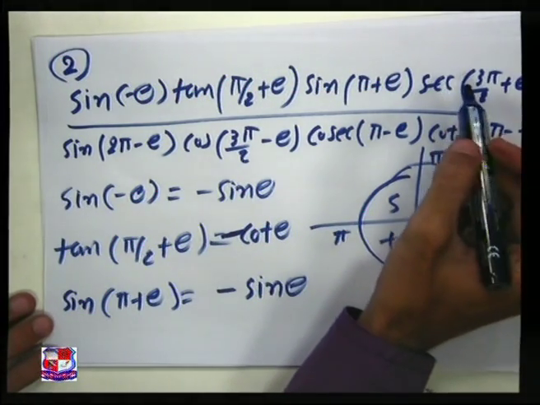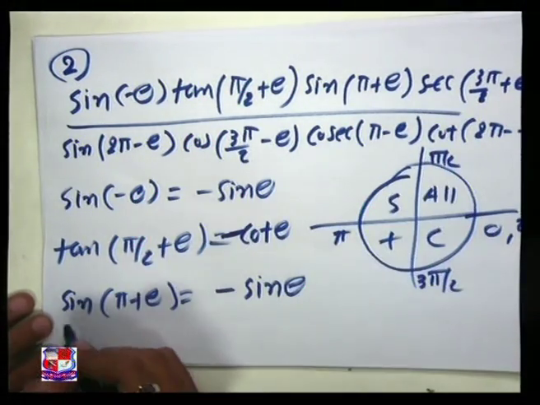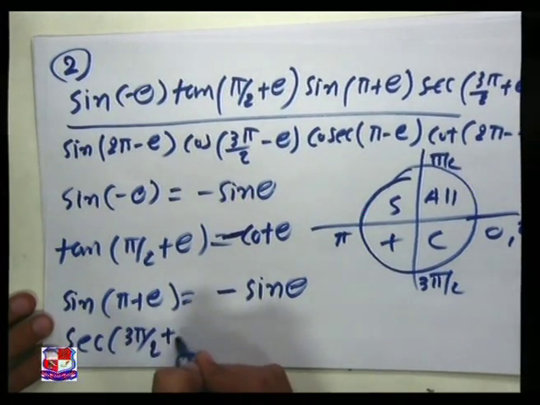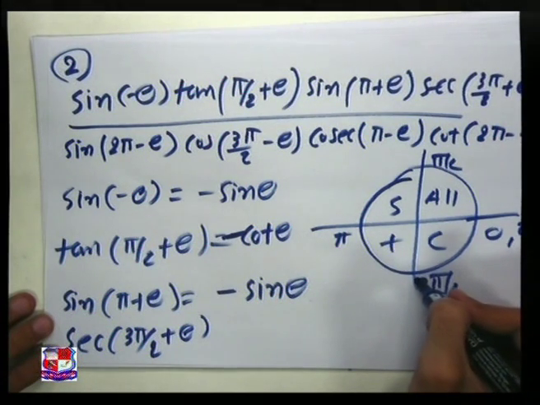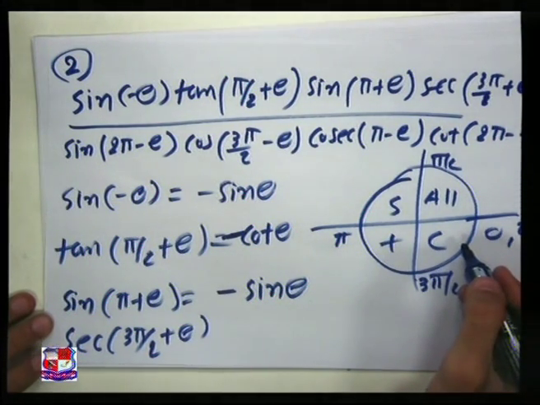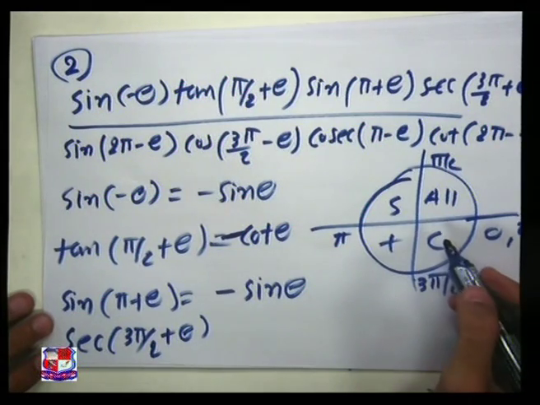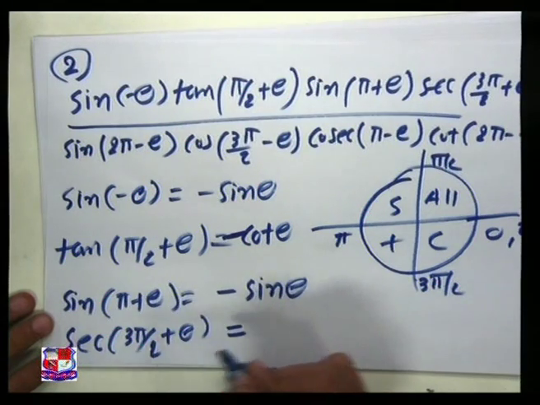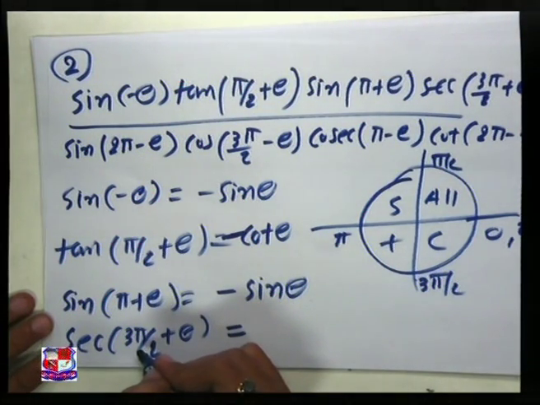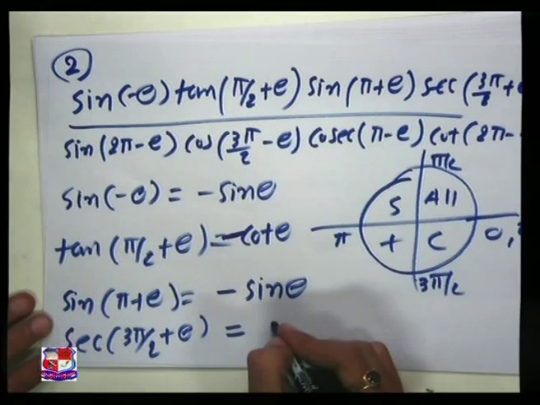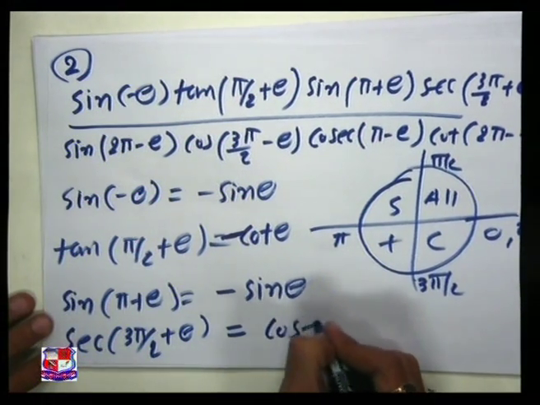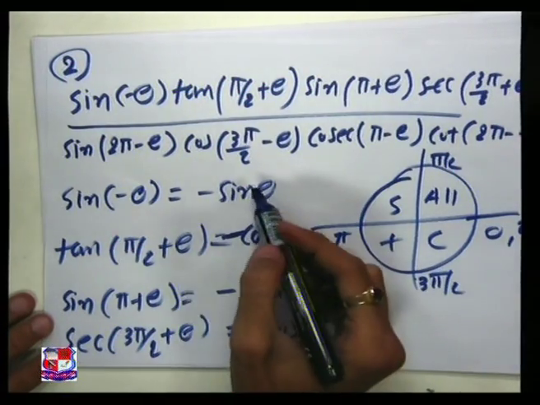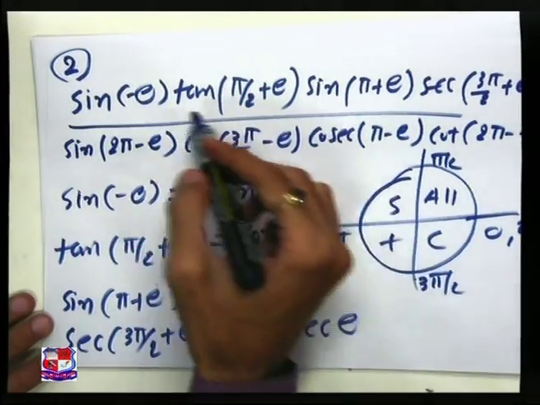In the same way, for the fourth function, sec 3 pi by 2 plus theta. Here 3 pi by 2 plus theta is in the fourth quadrant. In the fourth quadrant cos theta and sec theta are positive, so our answer is positive. And here there is 3 pi by 2, so the function will be changed, we will get sec. So here we will get the complementary function, that is cosec theta. Okay, so this is the answer of all the functions on the numerator side.